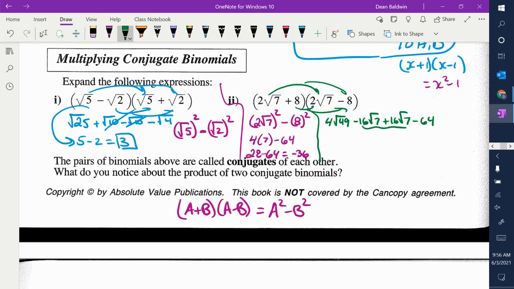These go away. Square root of 49 is 7, which is 28 minus 64 equals negative 36. You get the same answer. Okay? If you're not comfortable doing it this way, do this.